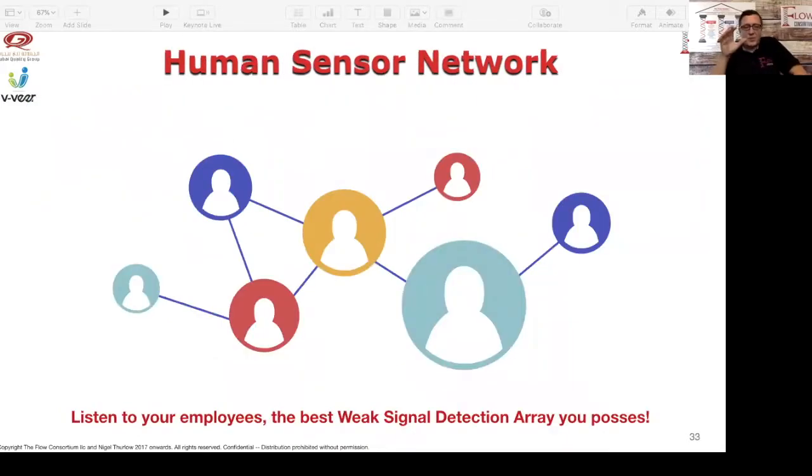The best way to sense is using your human sensor network. People are the best detectors of sense, or best sense-making detectors. So listen to your employees. Do not ignore them. They're the best weak signal array that you possess.